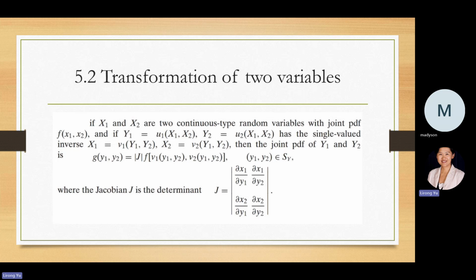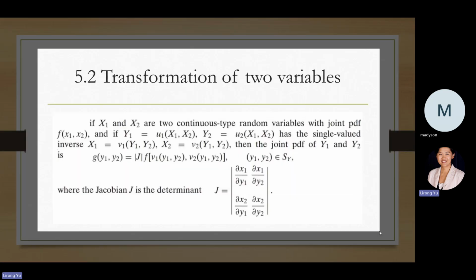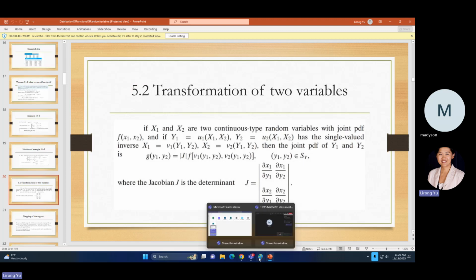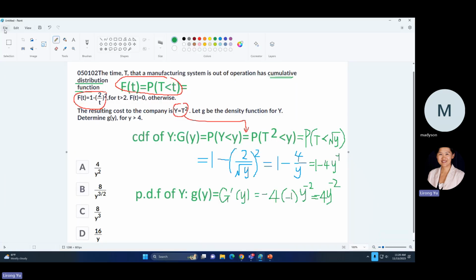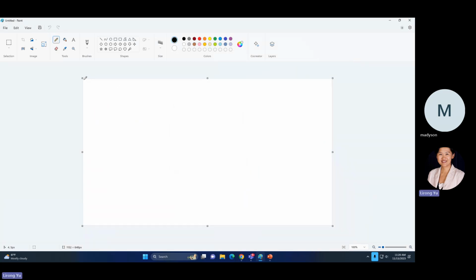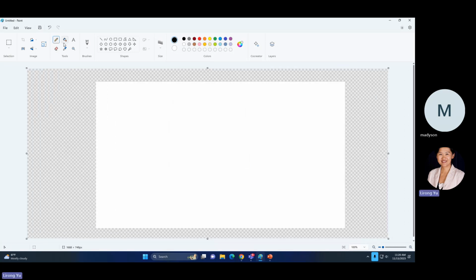The essential underlying meaning of it is really a change of variable. So we're changing the variable from x1, x2 to a set of variables y1, y2. This is something we might have done in Calc 3. When you are changing the variable, let's make the working area a little larger.